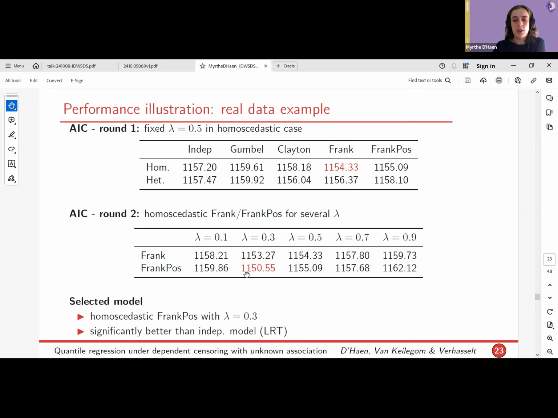The best model in this case turned out to be a Frank model with an additional restriction, that the correlation be positive, because of course we have this positive dependence between the survival and the censoring time in our liver transplant application. And then you can show using the likelihood ratio test that the selected model is indeed significantly different from the independent one.